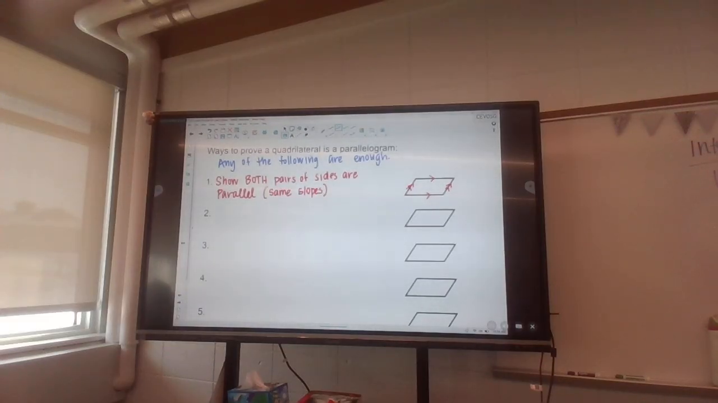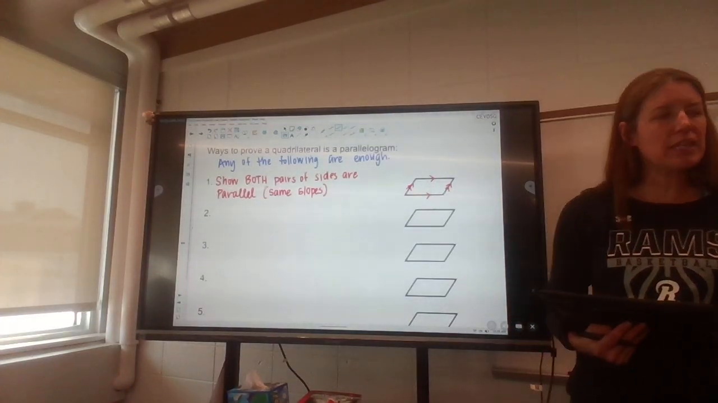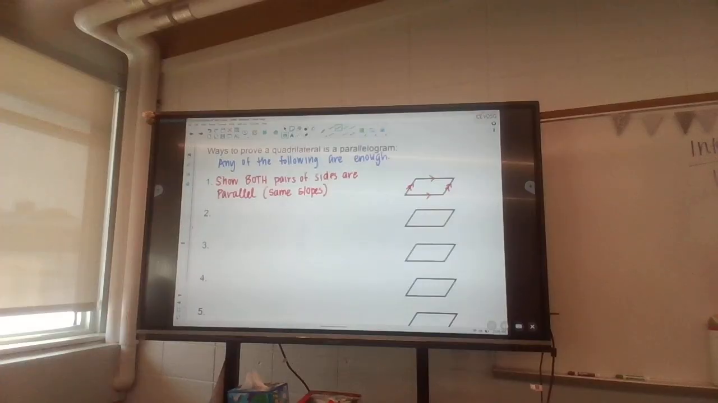They never intersect, but we wouldn't want to just say, hey, they look parallel. So we want to check their slopes. We're going to actually have to do that math, or if they give us the slope, we'd be able to use that. So the same slope is what we're looking for in that case. All right.